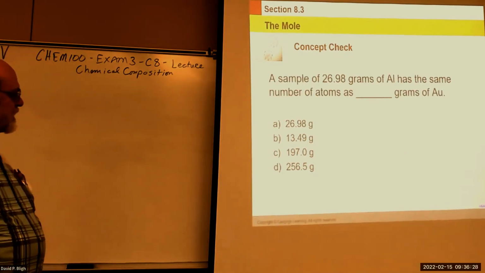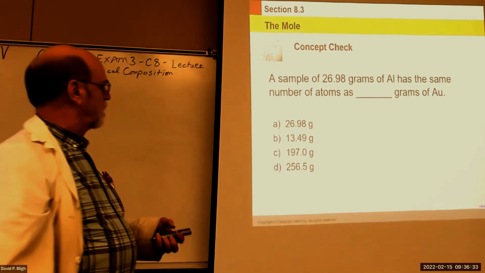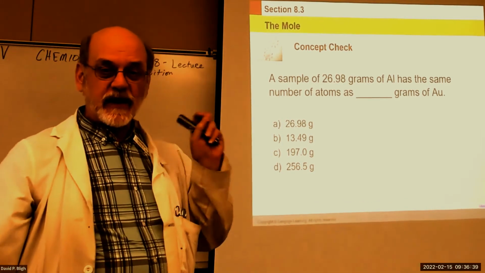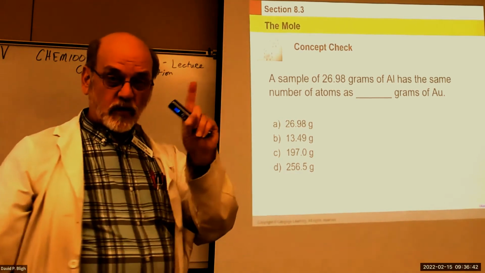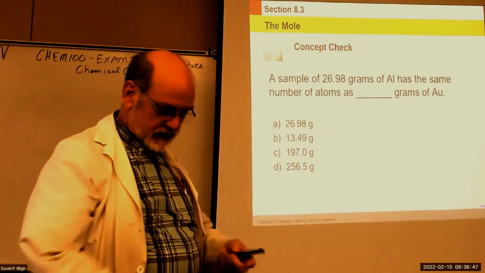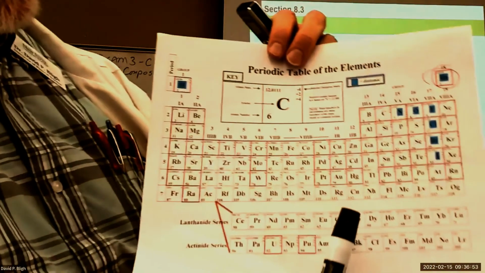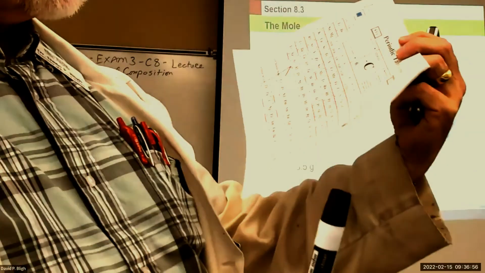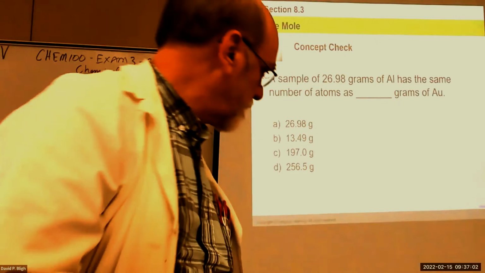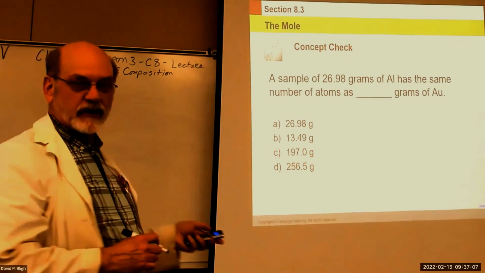Okay, a sample of 26.98 grams of aluminum has the same number of atoms as so many grams of gold. All right, we've already proven that 26.98 grams of aluminum is 1 mole. So now you just need to know how much does a mole of gold weigh? So you have to look it up. All right, just look on your periodic table. Gold is a transition element, it's right down here. All right, and we look at that. 196.97. 196 point, rounded off, 197.